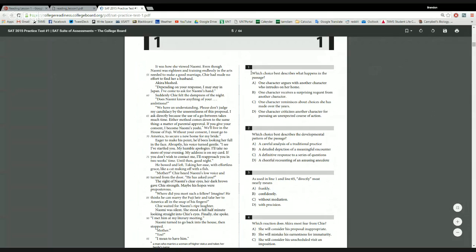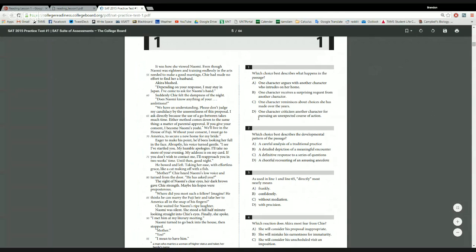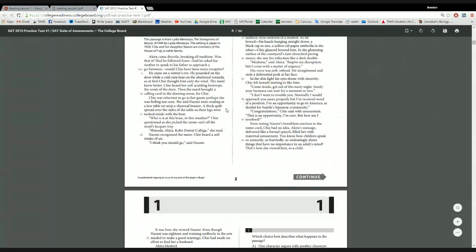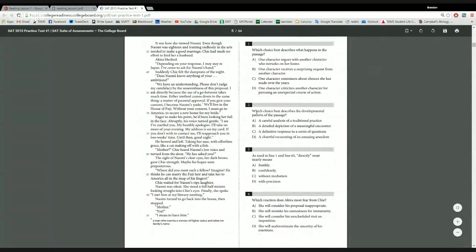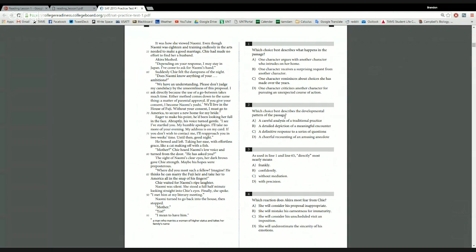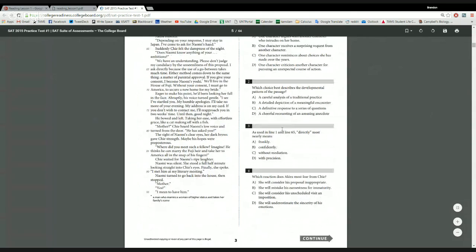We're gonna look at number 1 first. Which choice best describes what happens in the passage? This is a main idea question, so we're just gonna go ahead and skip that for now. And keep in mind, we have not read the passage yet, so don't answer this one yet. This is a main idea question. Which choice best describes the developmental pattern of the passage? This is also a question that does not have lines to mark inside the passage, so we're going to skip that as well.